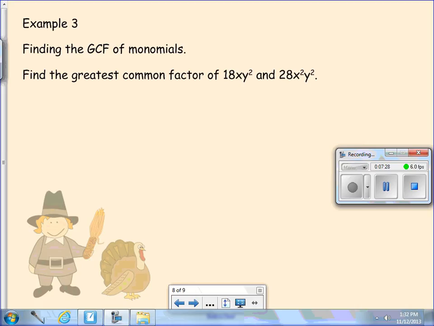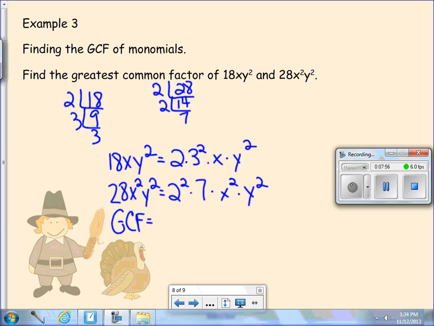In our next example, we're going to be finding the GCF of monomials. You've been asked to find the greatest common factor of 18xy squared and 28x squared y squared. In order to determine what the greatest common factor is, you're going to again do the prime factorization of 18 and the prime factorization of 28. Let's do that first and we'll come back and finish up the problem.